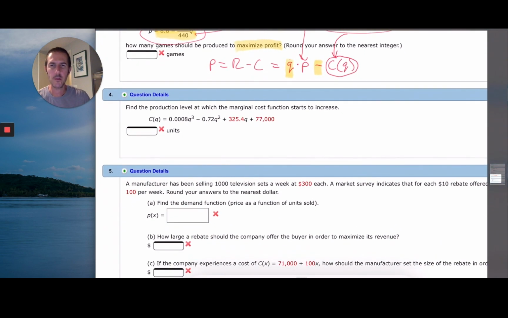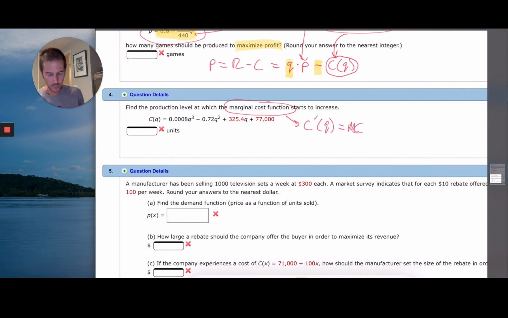Number 4, find the production level at which the marginal cost function starts to increase. Marginal cost function. So step number 1 in this problem is you're going to need to find C prime of Q. That's going to be some new function. Call it whatever you want, MC. So that's your new function, the marginal cost function. Now, what do you want to do? You want to figure out where it starts increasing.